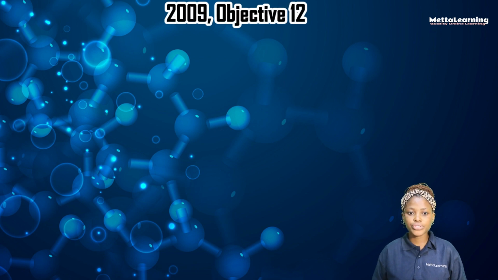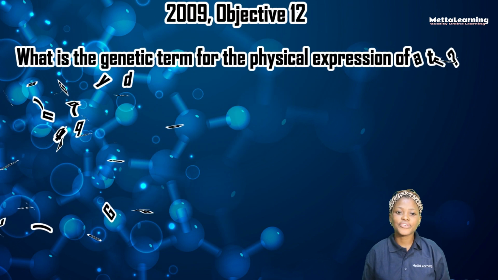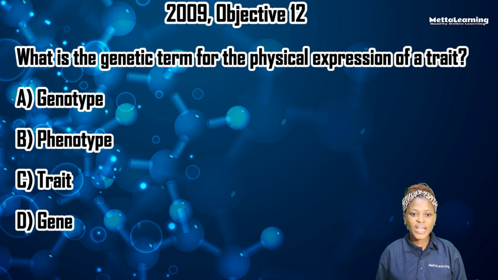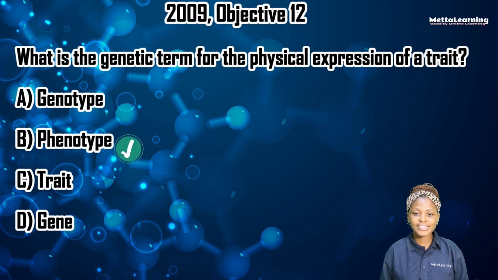2009 objective question 12. What is the genetic term for the physical expression of a trait? A, genotype. B, phenotype. C, trait. And D, genes. Option B is the correct answer, phenotype.